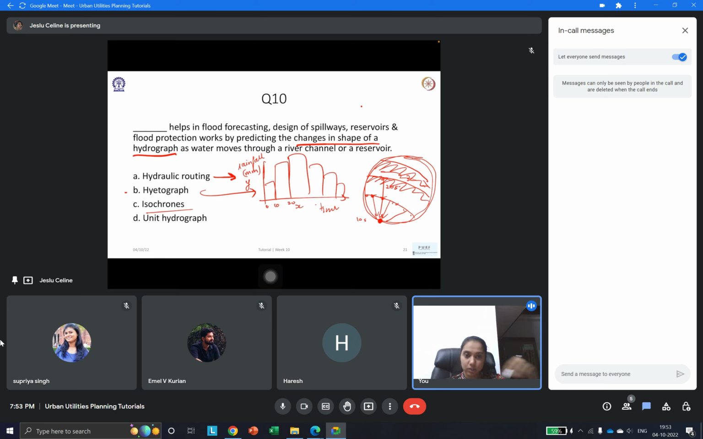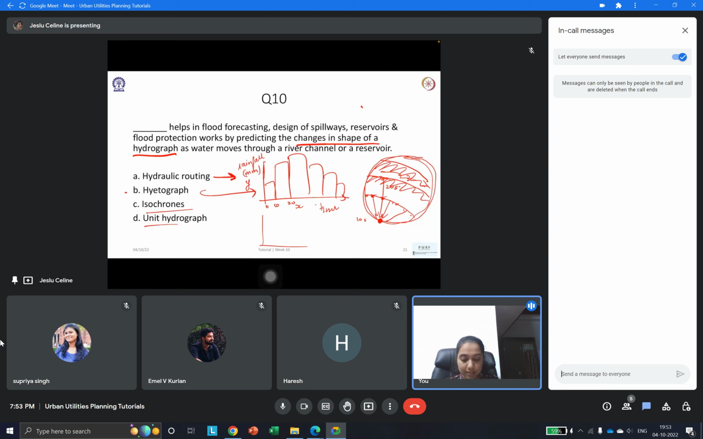So here it's the regions where water takes this much time to reach. Based on that, we mark. Those are isochrones. And what is a unit hydrograph? A unit hydrograph is for every 1 meter square, that is for 1 unit, how much water is coming. So from that one area, how much water is being collected. That is a unit hydrograph. So we make a graph based on that.